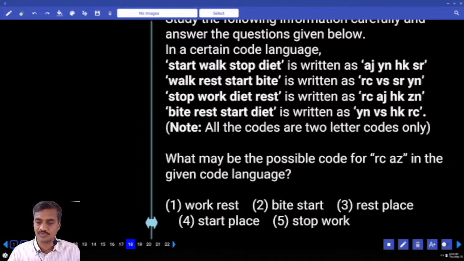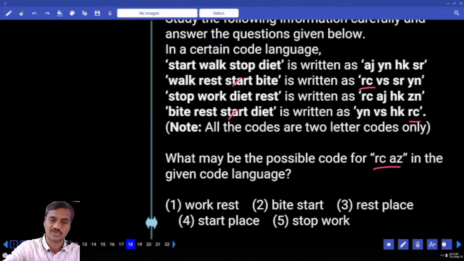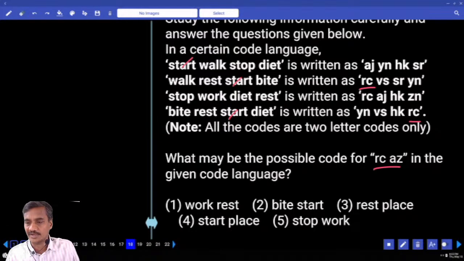Then next, coming to question number 18. What may be the code for RC agent? Now RC is common between these two. And walk, rest, start, bite, and start and bite. Then start and bite are the two words, but start is common in all these three. And the code that is common in all these three is what? SR. Isn't SR there? No. And YN is common, and the code for start is YN.